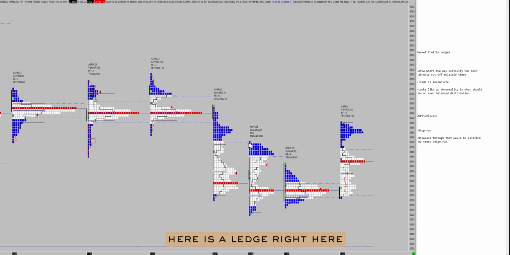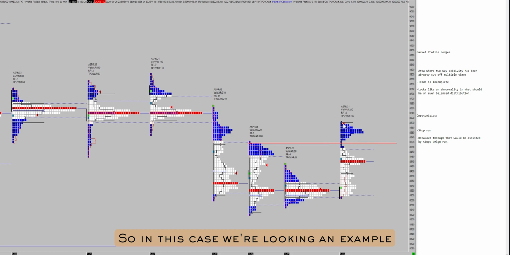So for example, here is a ledge right here. This is an area where activity was abruptly cut off multiple times, but more than likely as the market revisits this level for, in this case, the 7th time, we're going to have some type of run through this liquidity. So when you're looking at a ledge, you're more often than not looking at a potential breakout opportunity in advance. What you should be doing is mapping out your structure according to where you currently are and where you sit with respect to previous ledges.